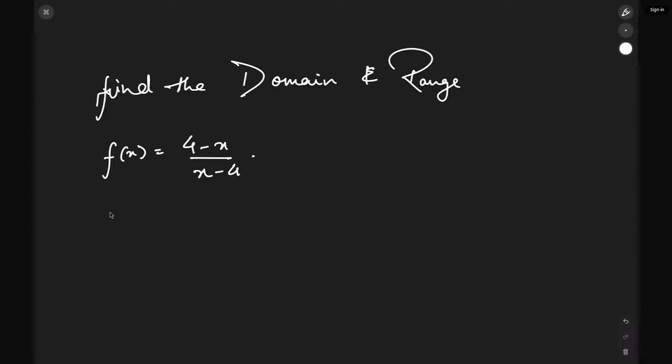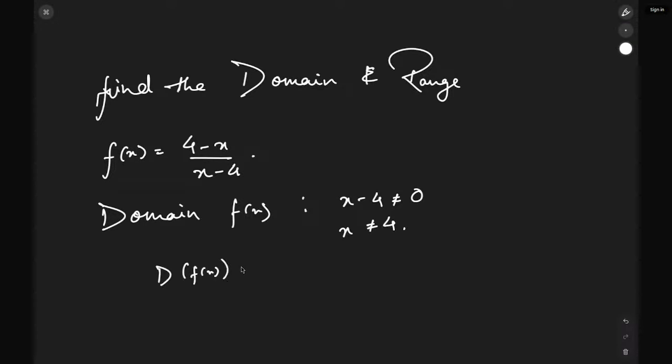Now, to get the domain of the function f(x), in the numerator part, x can be anything. x can be from minus infinity to plus infinity. That does not make our function invalid. But in the denominator, we can see that x minus 4 should not be equal to 0. Right? So this means x should not be equal to 4. So the domain of the function f(x) must be all real numbers except 4.